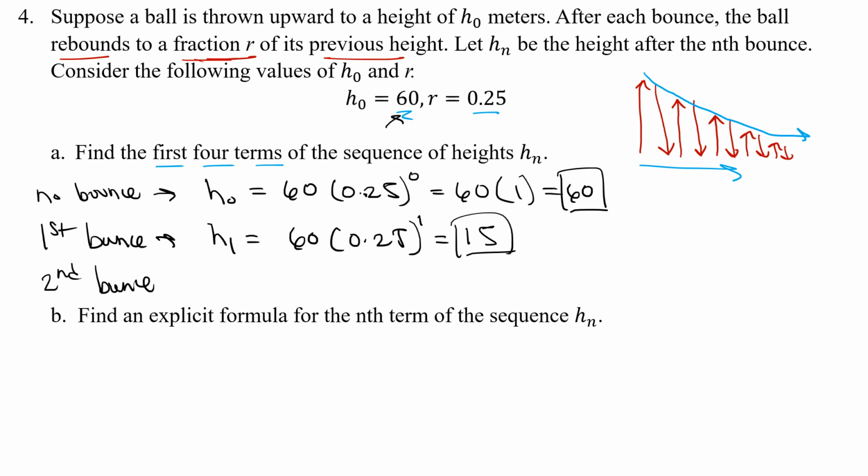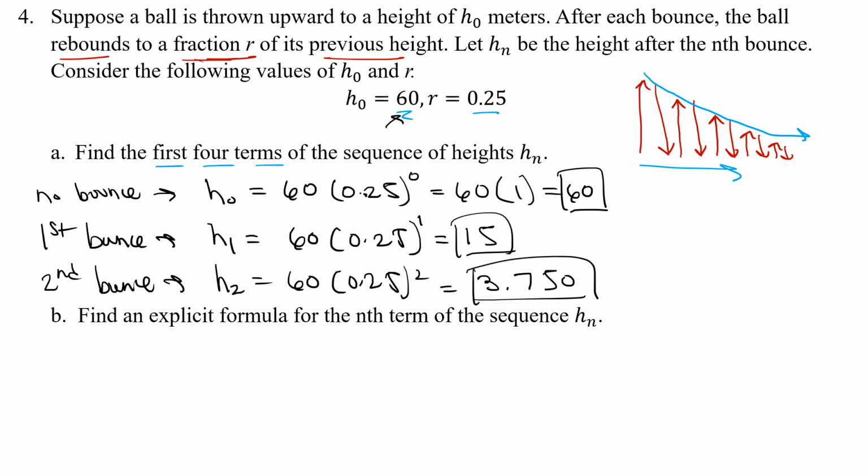Well, what happens after the second bounce? Now we're letting it drop twice, so we can see that it's going to be a fraction of its height with the second bounce. Not quite as high as we would think. So you would raise 0.25 to the second power, multiply that by 60, and we would get 3.750. You can see it's starting to decline, so that makes sense.